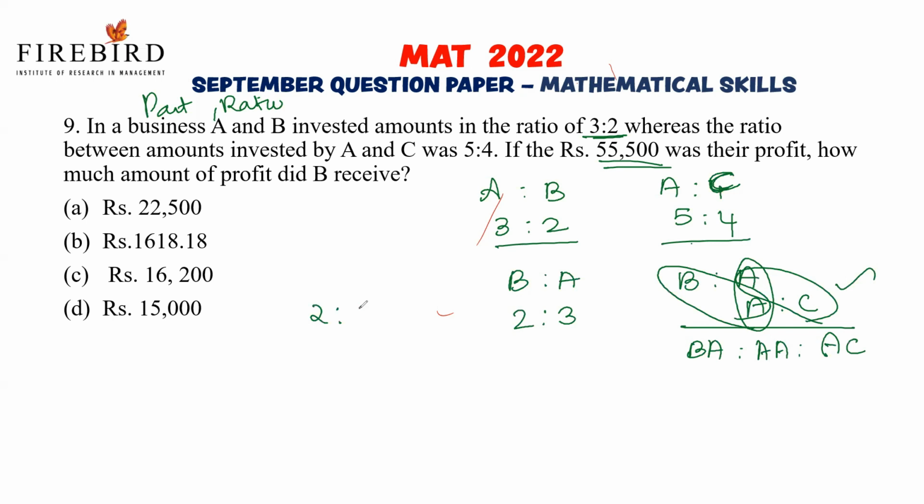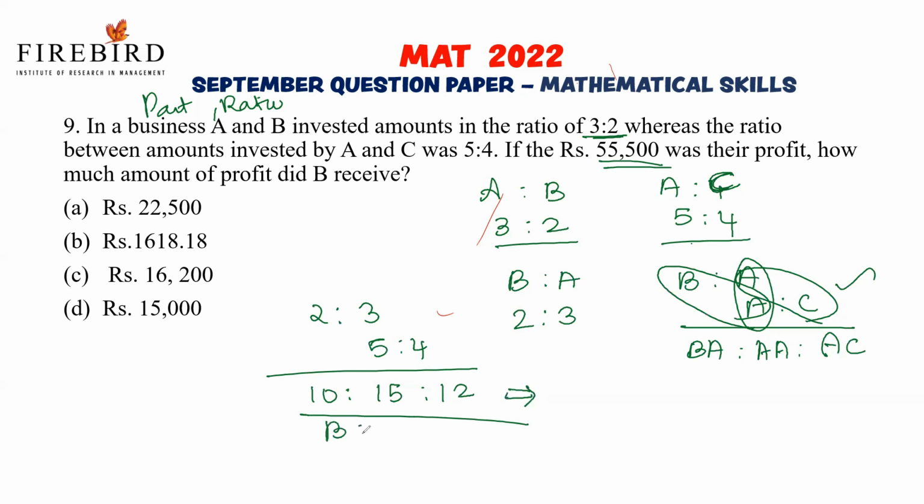Now just come back to 2:3 and then 5:4. You'll get 2 5s are 10, 3 5s are 15, and 3 4s are 12. So they'll share profit in the ratio 10:15:12, which is the ratio of B, A, and C. If I ask you what is the total parts, you should add all the three values. 37 is the total parts.